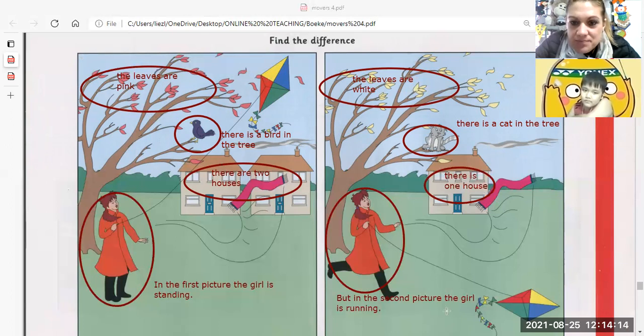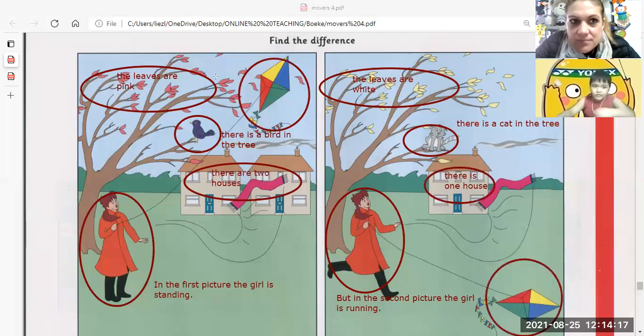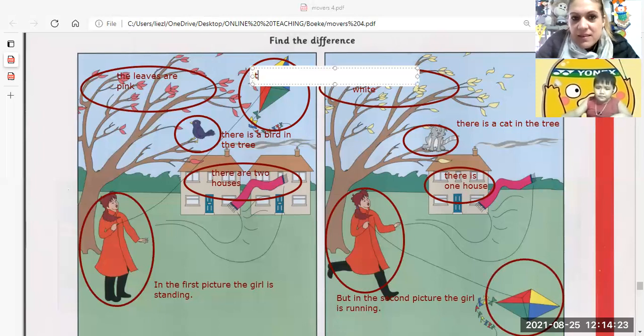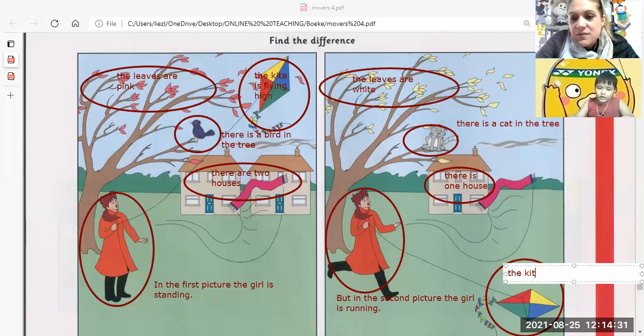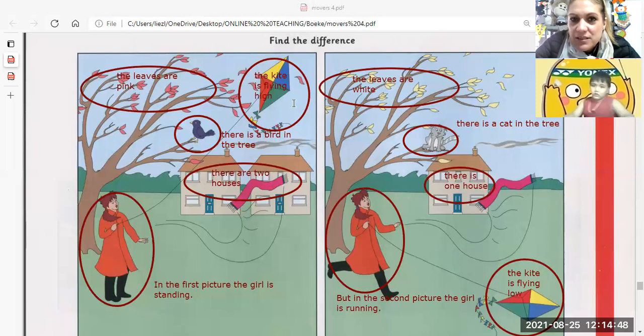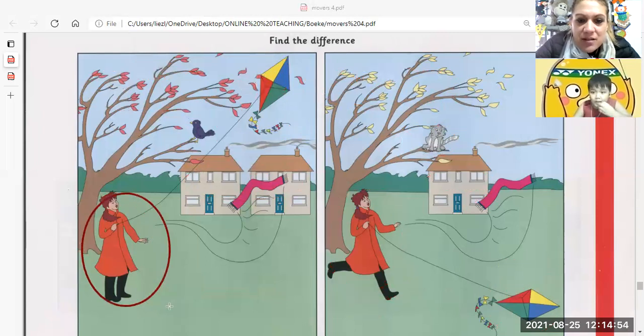Okay, and this one. The kite is flying high. But in the second picture, the kite is flying low. It's flying low. Good. Okay, let's see if we can remember it. What can you tell me about the girl?